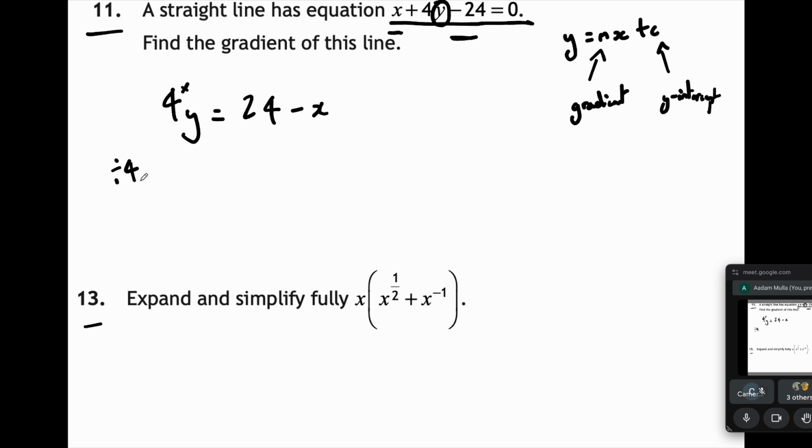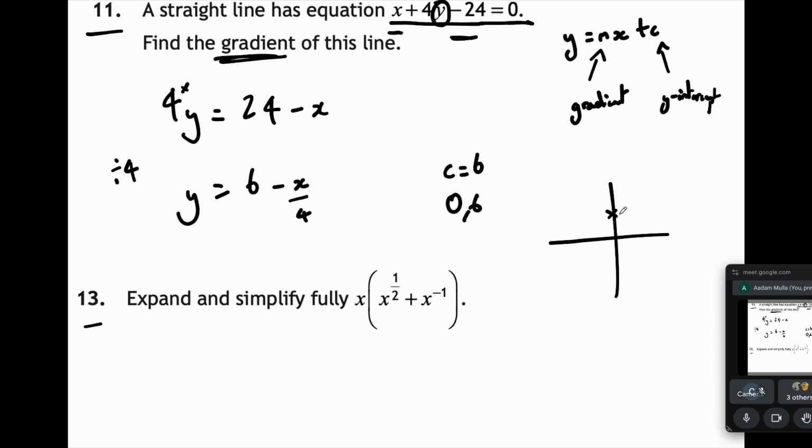So I'm dividing everything by 4. On the left hand side, it's going to leave me with y. 24 divided by 4 is 6. And x divided by 4, we just write it as x over 4. That means x divided by 4. Now I can find what these two bits are. It wants the gradient, so I'll do the gradient next, but I'll just talk about the y-intercept first. The y-intercept is this bit on its own, this constant. It doesn't have an x next to it. So if I needed to find the y-intercept, c is 6, or the coordinate for that would be (0, 6). So we would cross over here at 6.